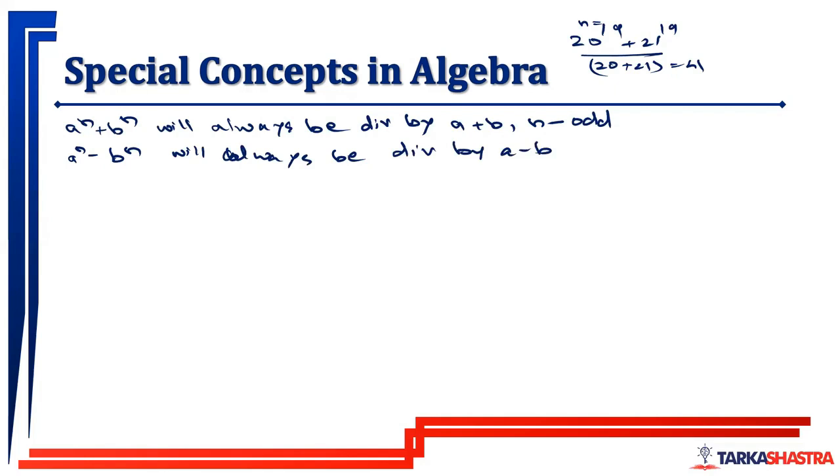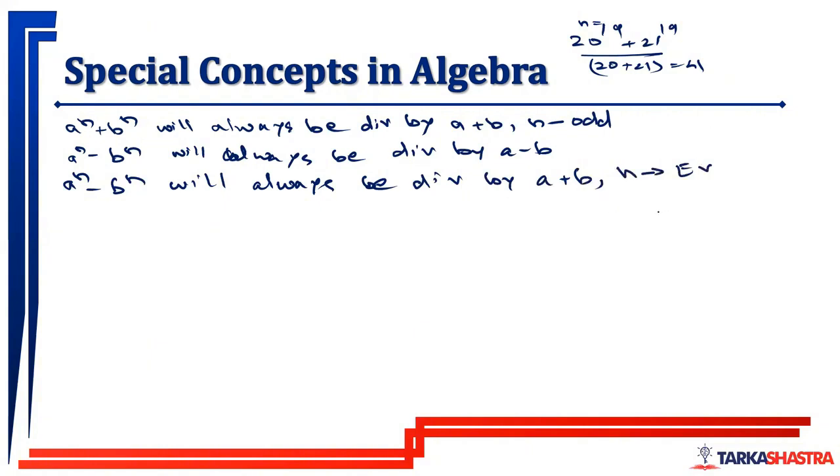So understand this thing. Irrespective of the power, whether it is even or odd, a raised to n minus b raised to n will always be divisible by a minus b. And a raised to n minus b raised to n will always be divisible by a plus b if n is even.